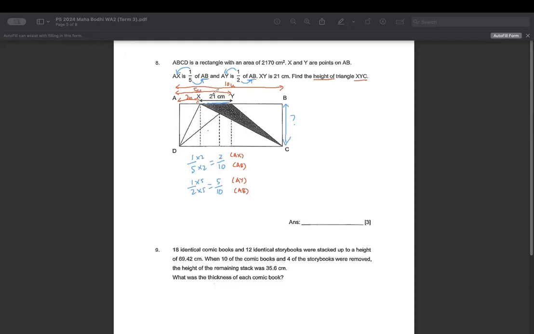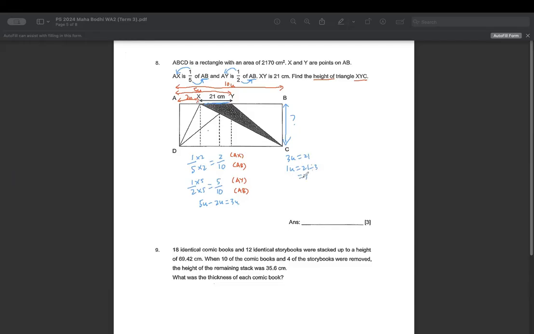So looking at this, we have the value of 21 cm here, which is X to Y. We have AY, we have AX. To find XY, we simply take 5 minus 2. 5 units minus 2 units will give me 3 units. These 3 units correspond to the XY of 21 cm. So 3u equals 21. We always need to find 1 unit. You take 21 divided by 3, it becomes 7.